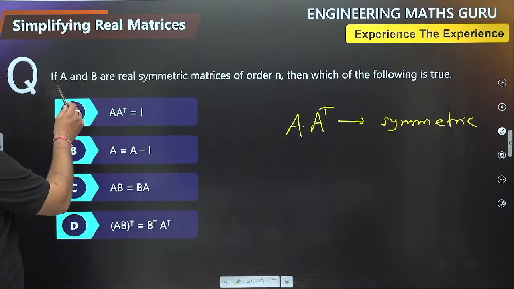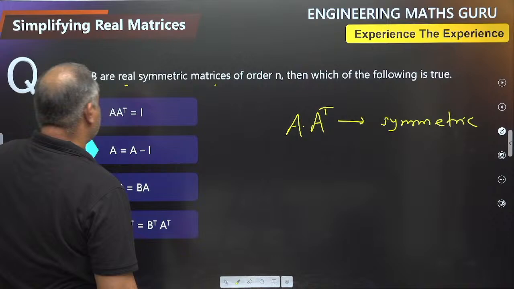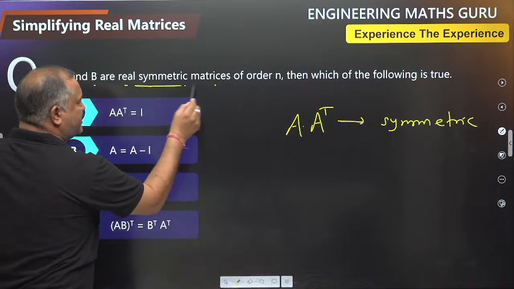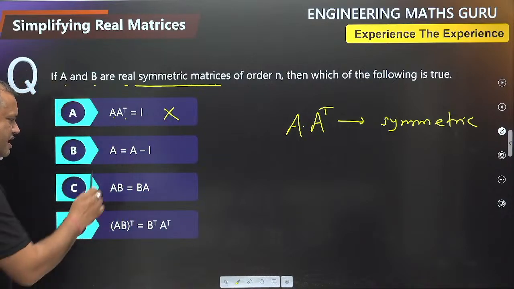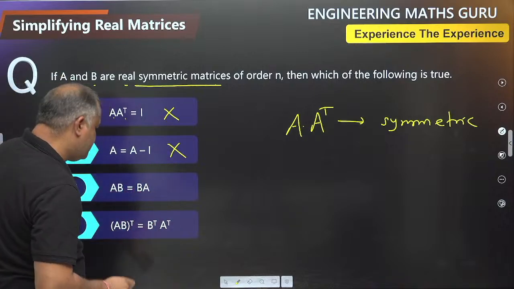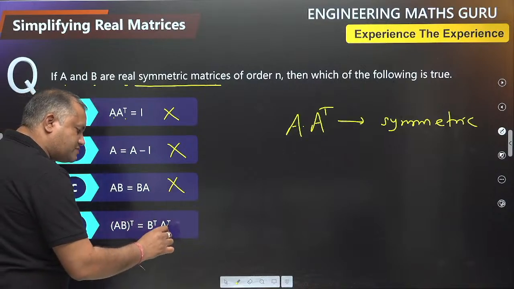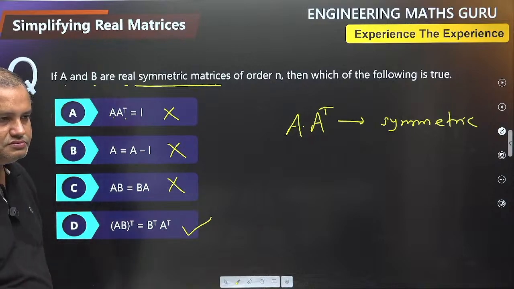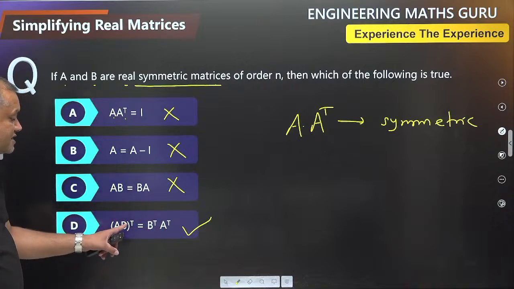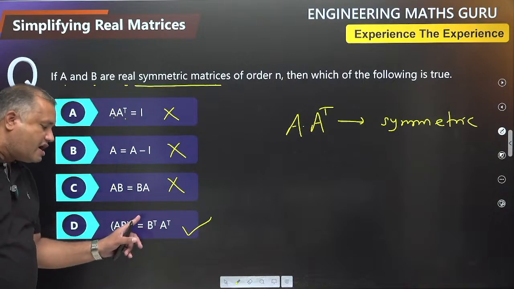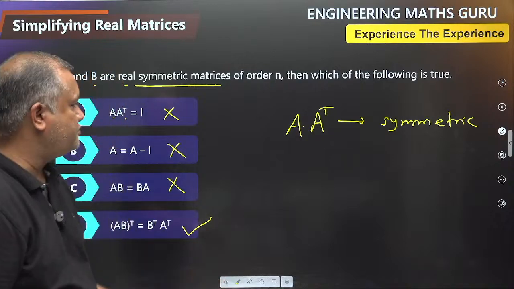And what is the statement here? If A and B are real symmetric matrices of order n, then which of the following is true? For symmetric matrix, A into A transpose equal to I. No, this is the condition for orthogonal matrix. A equal to A minus I. No, this is a blunder. Matrix multiplication commutative? No, never. AB transpose equal to B transpose into A transpose. Yes, true, correct. When the transpose operation is distributed over matrix multiplication, the reversal law is obeyed. B will come first and then A comes. So B transpose into A transpose.